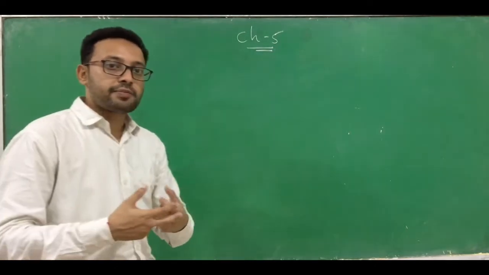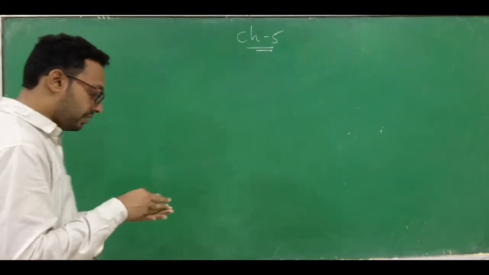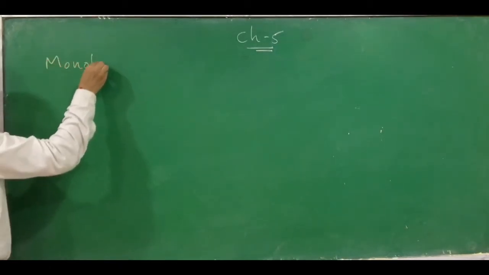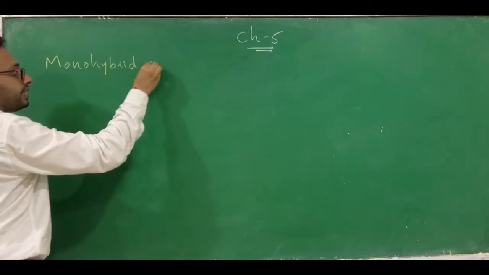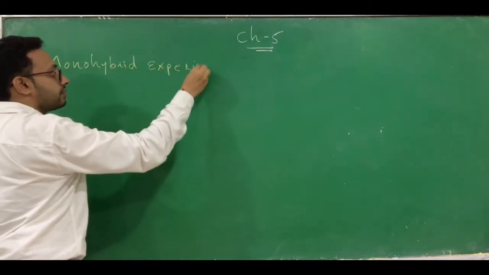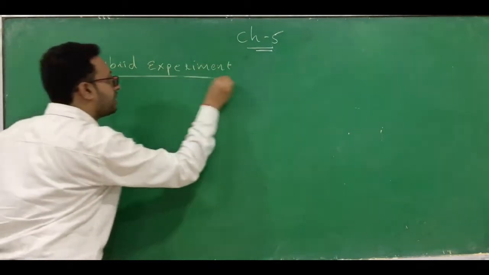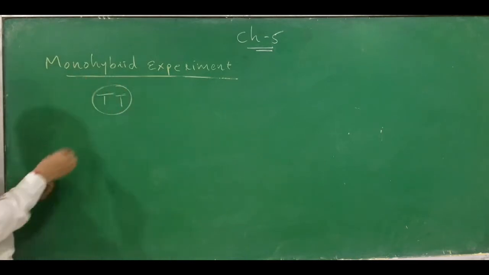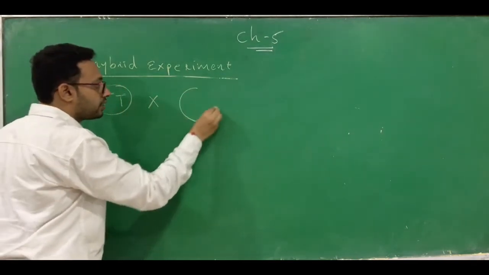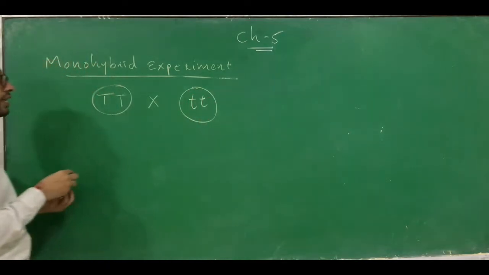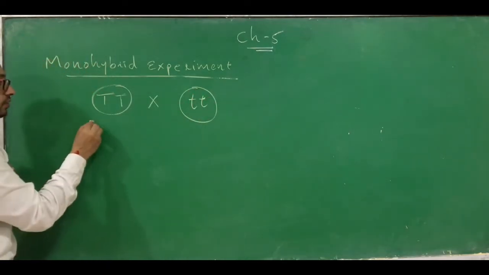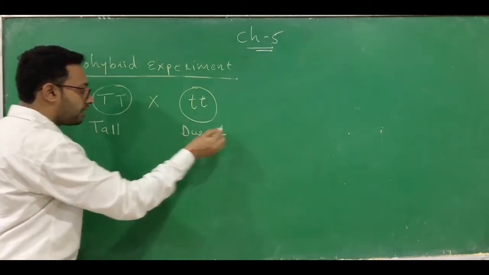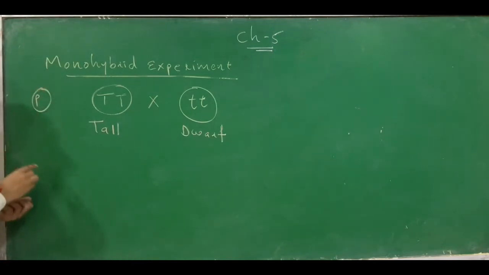From this monohybrid experiment we have to learn many things. So let's learn what is a monohybrid experiment. In a monohybrid experiment, or it can also be called inheritance of single gene, how has Mendel performed it? Mendel has taken a tall plant, capital T, and crossed it with small t. Remember, you cannot write D instead of T. This is tall, this is a short plant, you can also call it dwarf. Mendel took it as the parent generation.